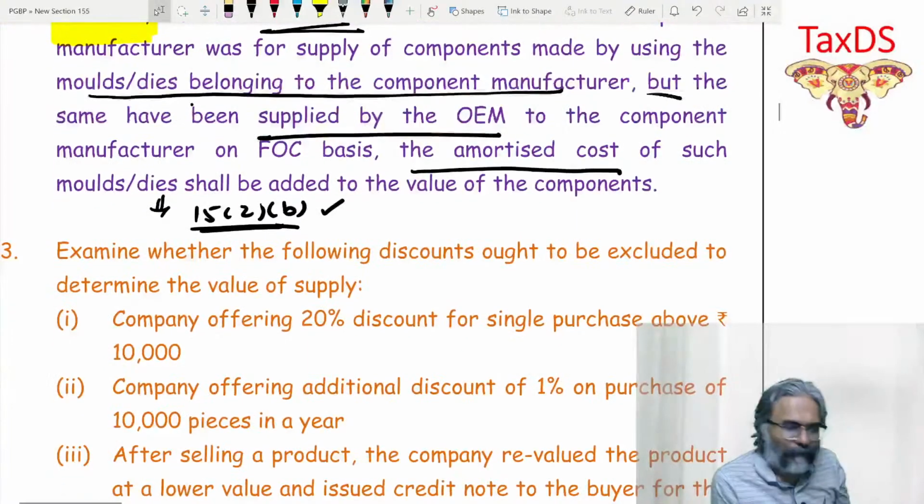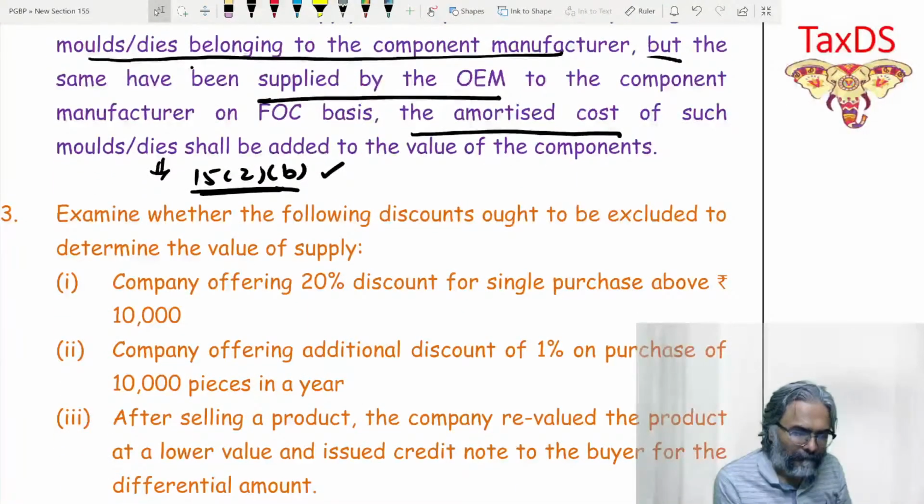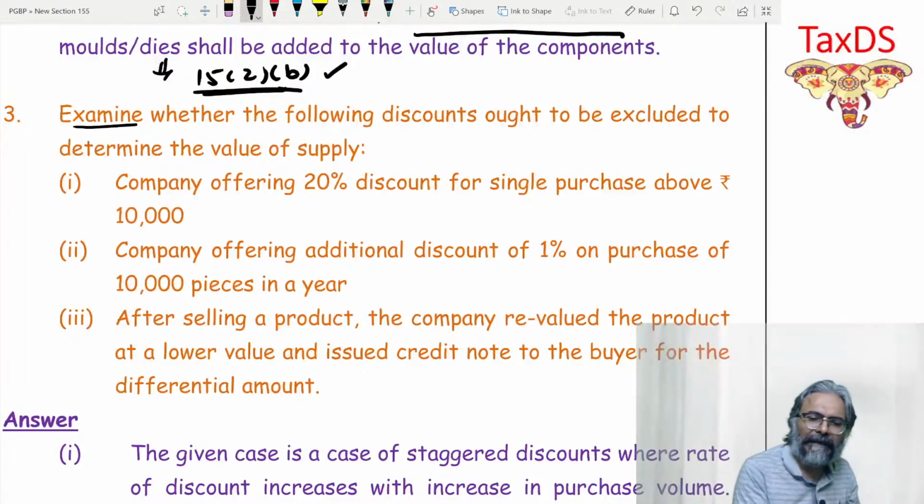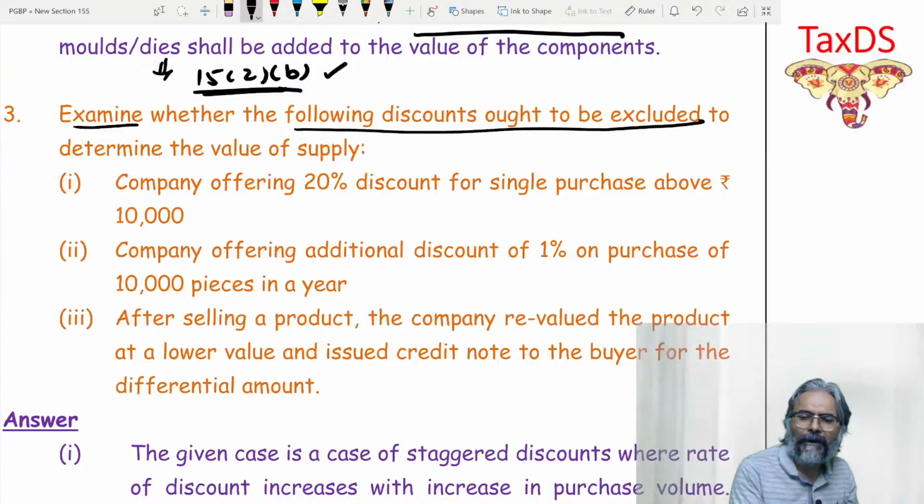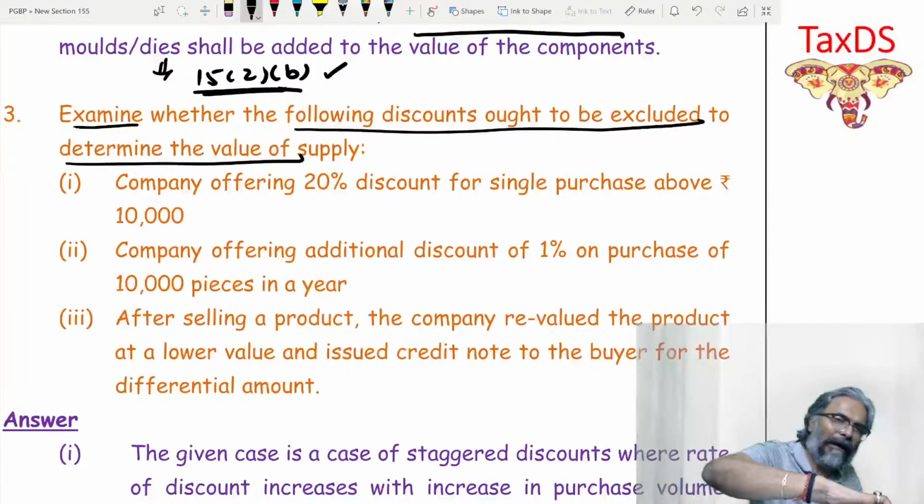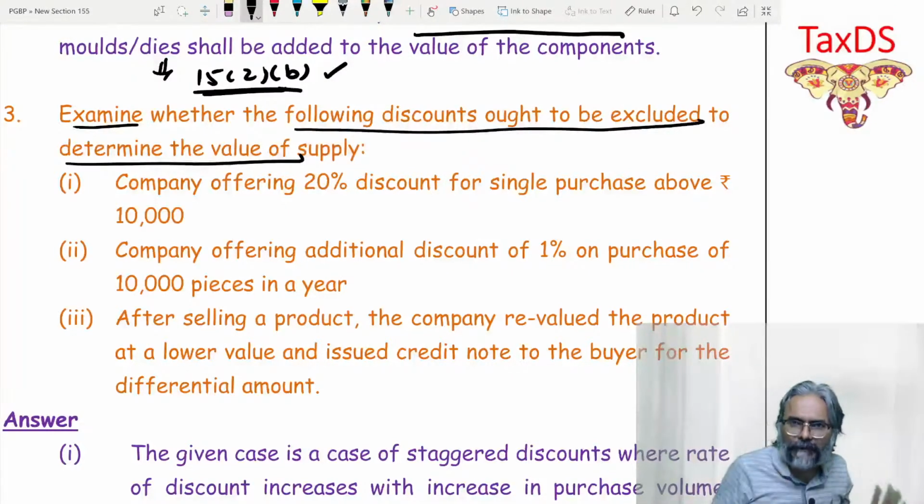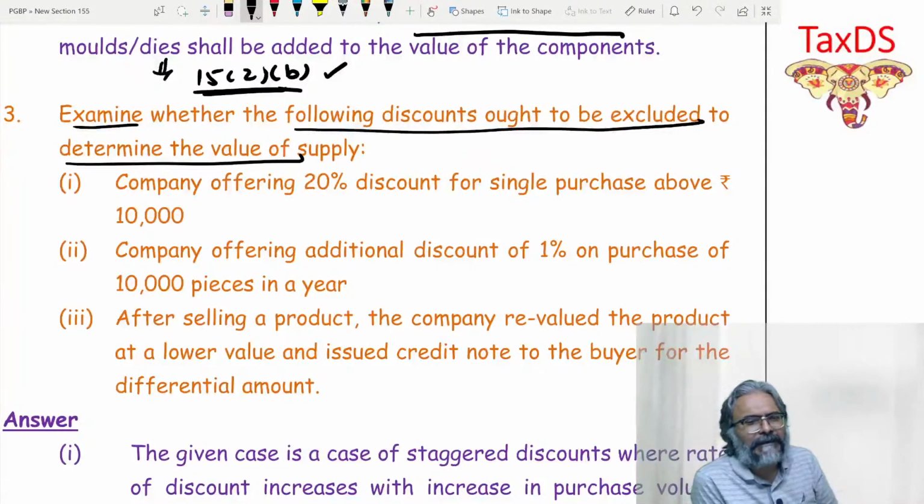Let's proceed now further, students. These types of questions don't come like this. You will find it in the practical question. So they don't give it to you in this particular context. Now see over here, examine whether the following discount ought to be excluded to determine the value of supply. If the same type of question comes in the exam, it is 1, 2 and 3.